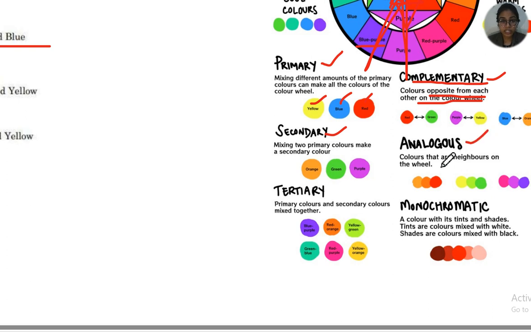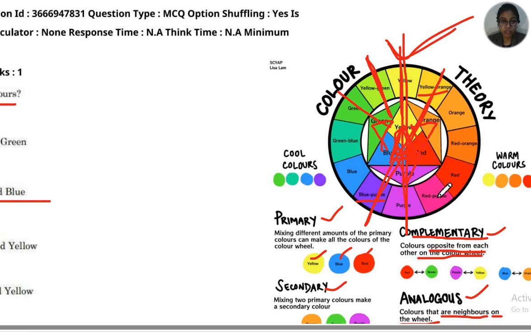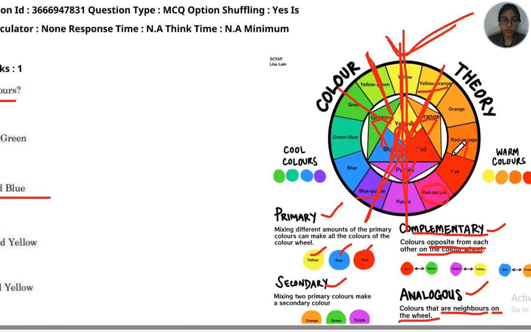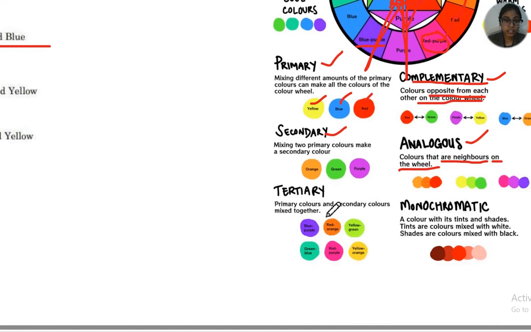Analogous colors are neighbors on the wheel. See, red purple, red orange. These are your analogous colors. Then you have your tertiary. Tertiary is primary color and secondary colors mixed together. Then you will get your tertiary color. This is also important, which is your monochromatic: a color with its tints and shades. Tint is a color mixed with white.